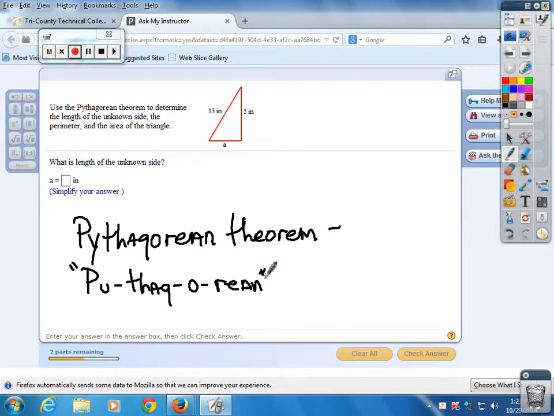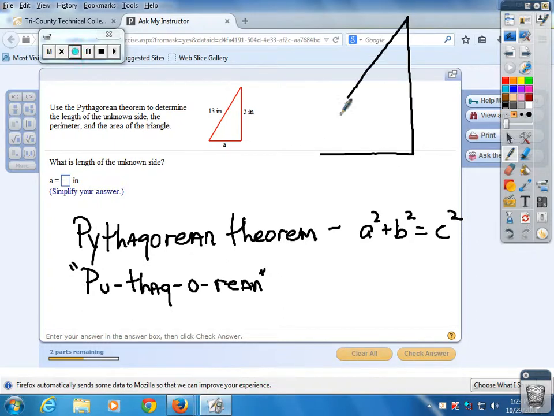Pythagorean. And what is the Pythagorean theorem? It is a squared plus b squared is equal to c squared. Which means that on a right triangle, the sum of the squares of the legs is equal to the square of the hypotenuse.